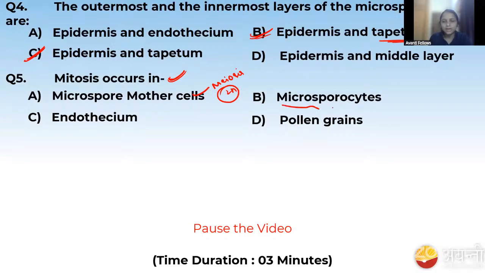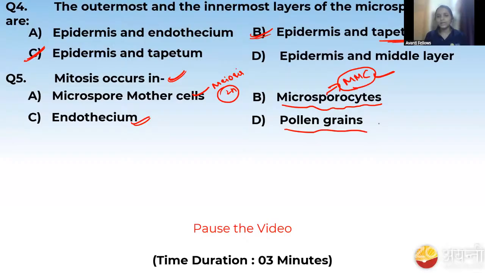Then microsporocyte. What do you mean by microsporocyte? So many of them don't know. Microsporocyte is another name for microspore mother cell. Please make a note of this. I want everyone to open your notes and make a note of this. Microspore mother cell is also called microsporocyte. And endothecium, we didn't study about the endothecium, so leave that.